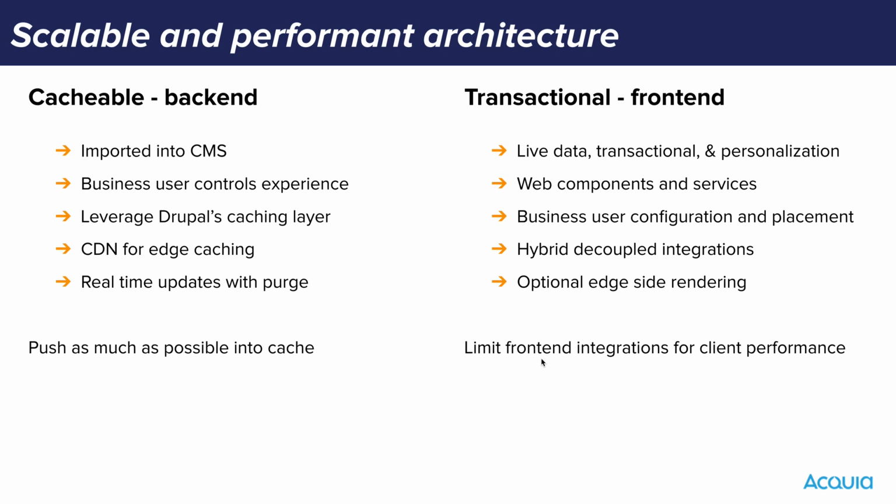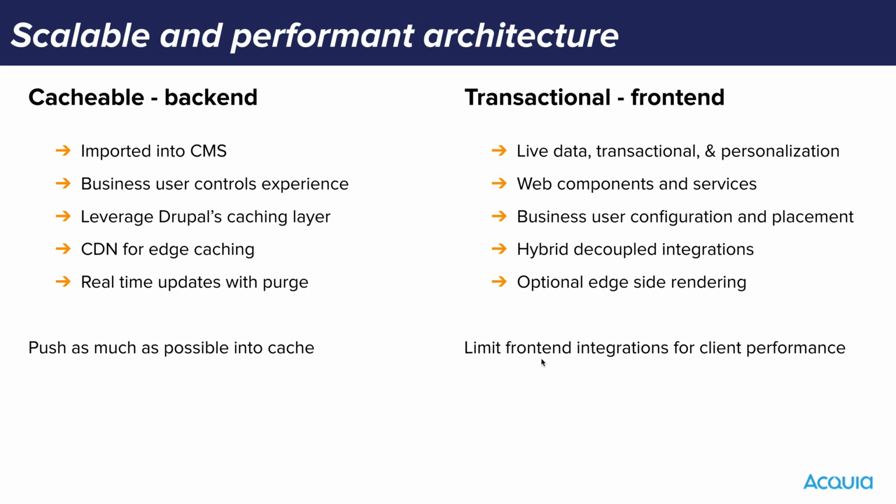Some things are transactional. Things like live data, such as the current quantity, the stock and inventory, the current price may change often, anything transactional like actually doing a checkout or purchase, and anything personalized like my cart, my wish list. Things that are transactional and non-cacheable are handled with web components using API services.